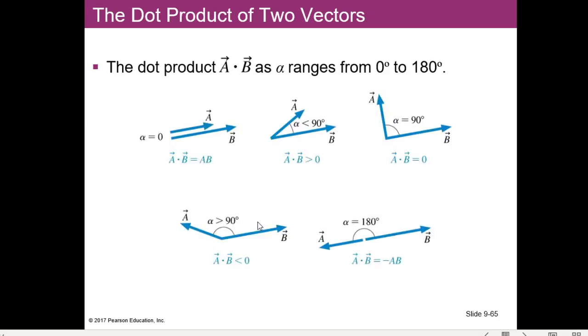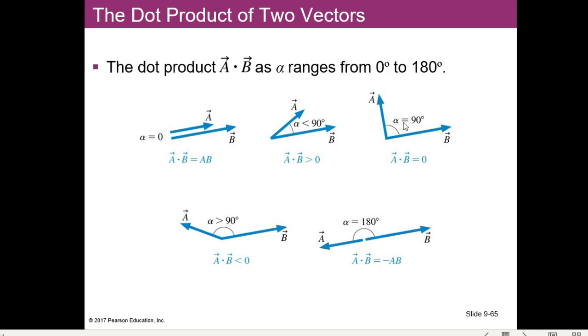Okay, here are some pictures that'll give you a feel for this. Here, A and B are pointing in the same direction. In other words, the angle between them is 0. So that's AB cosine alpha, but alpha is 0, so cosine of 0 is just 1. Right. Here we have alpha less than 90 degrees. Okay, so we've got cosine of alpha, which is going to be a positive number. So we get magnitude of A times magnitude of B times a positive number, which is the cosine of alpha.